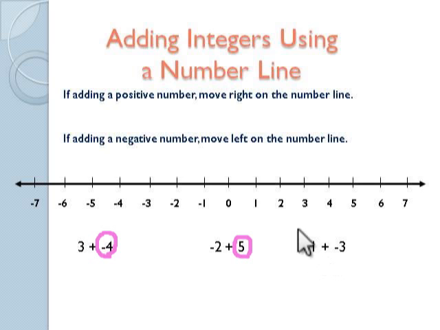Now let's look at this last problem, negative 1 plus negative 3. So the first number is where we start at. So we go to negative 1 on our number line. We're adding a negative 3. Negatives go to the left. So we're going to move 3 to the left. 1, 2, 3. So our answer would be negative 4. And so you'll notice that they were both negative, and our answer was also negative.